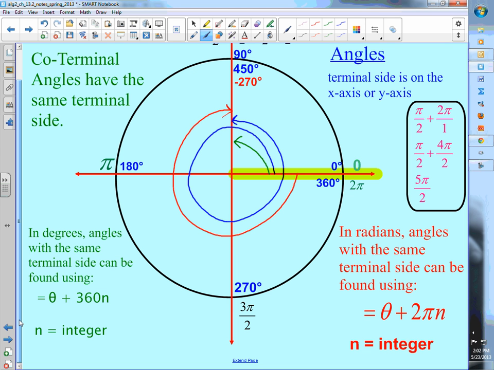So for example, pi over 2 plus 2 pi becomes pi over 2 plus 4 pi over 2 to get 5 pi over 2. And you could add 4 pi over 2 to get 9 pi over 2. And again to get 13 pi over 2. And 17 pi over 2. And you can subtract to get negative 3 pi over 2, minus 7 pi over 2. You can just keep going negative if you want.